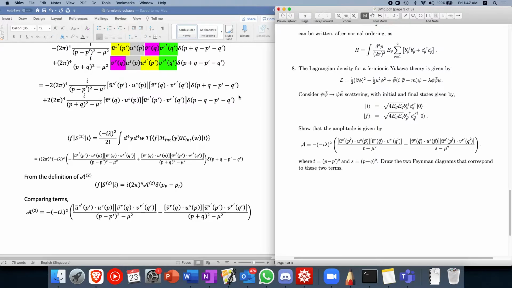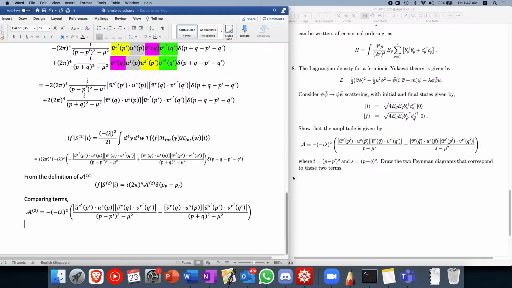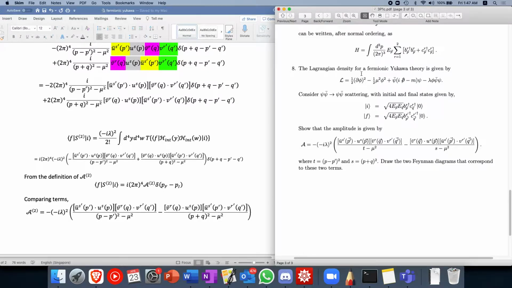Hello, and today I'm here with one of my first few quantum field theory calculations, and today we're going to deal with Yukawa fermionic theory.